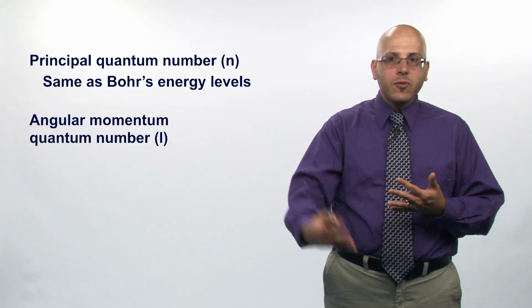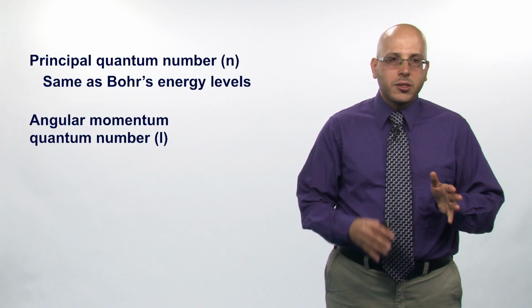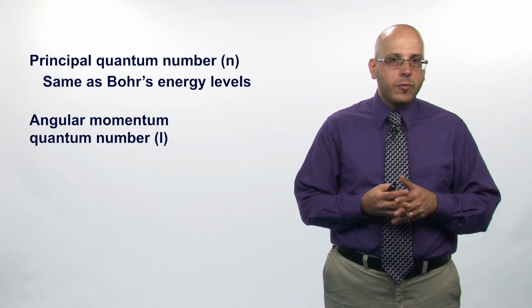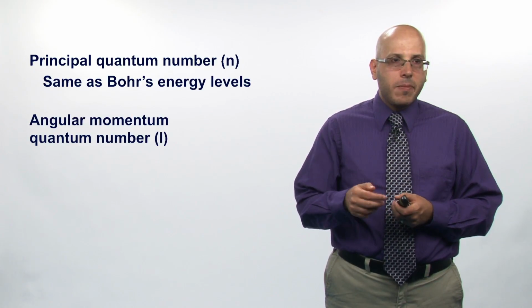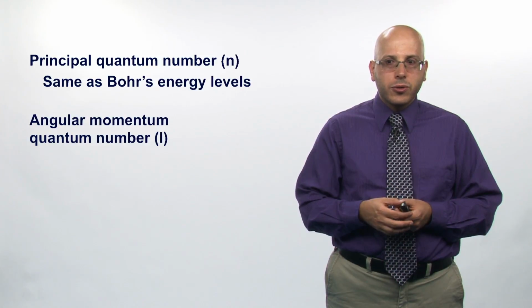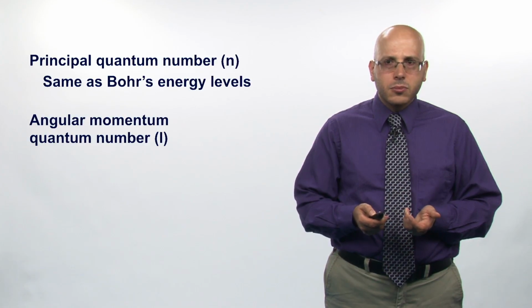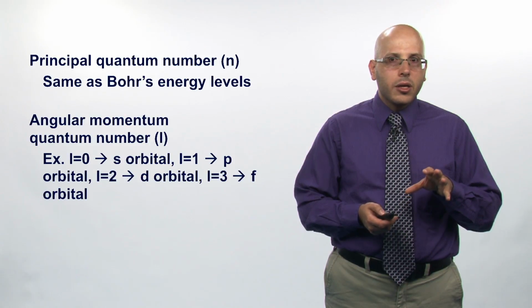Okay. The second one, which was kind of new, that Bohr did not really describe so well, is the angular momentum quantum number, which is given the symbol L. Okay, and so the thing is that L actually depends on n. Okay, L has to be less than or equal to n minus 1. And so L is what we now call an orbital.